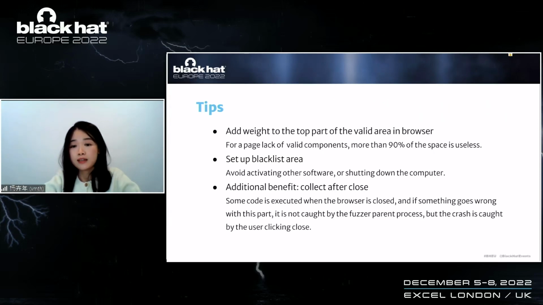Here we'd like to share some tips for user interaction in fuzzing. The first point is that the focal point can be anywhere. For a page that lacks a valid component, more than 90% of the space is useless space. For this matter, we can use a weighting approach or optimization. For example, weighting the effective area, the top part of the browser, and also the constant position of the area can be set separately. The second point is that a blacklist area is necessary. You certainly do not want an accident of random shutdown or change of strange system settings.